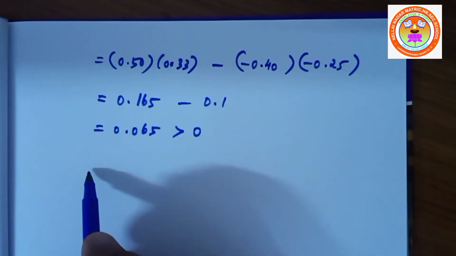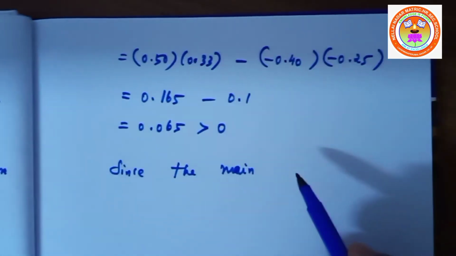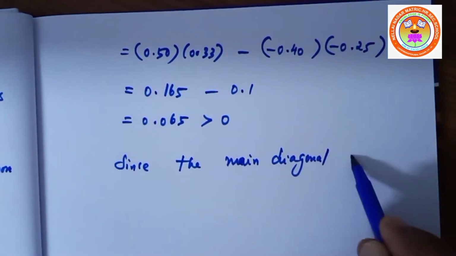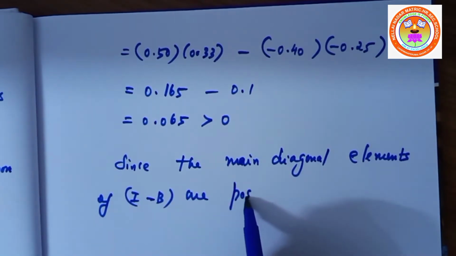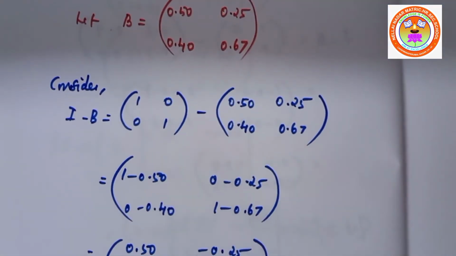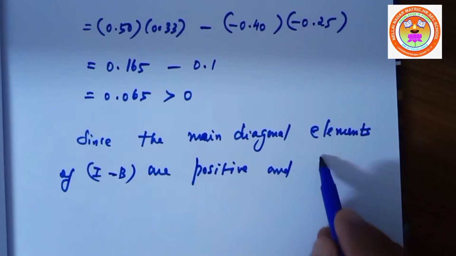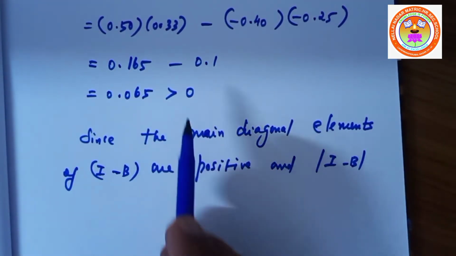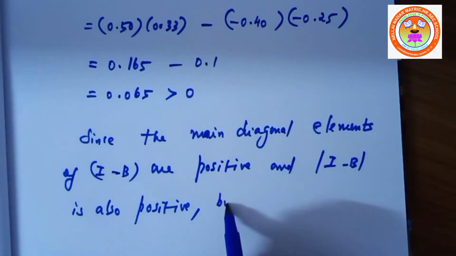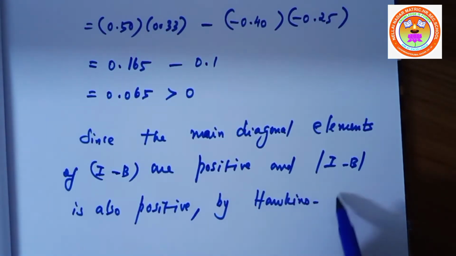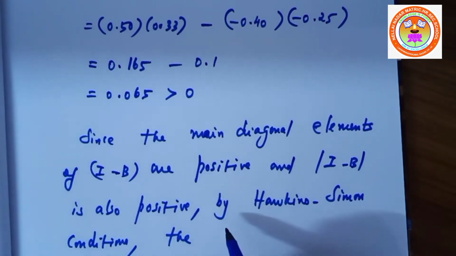Then you can write the result. Since the main diagonal elements of the I minus B matrix are positive, look at that, we have I minus B, the main diagonal, both the elements are positive, and at the same time, the determinant of I minus B is also positive. Then by Hawkins-Simon conditions, the given system is viable.